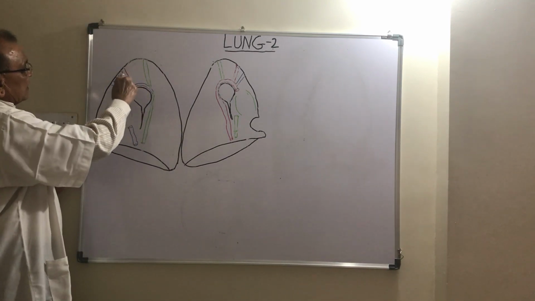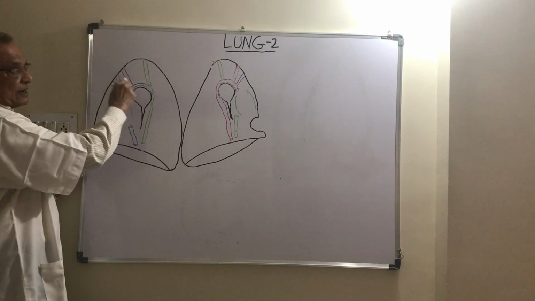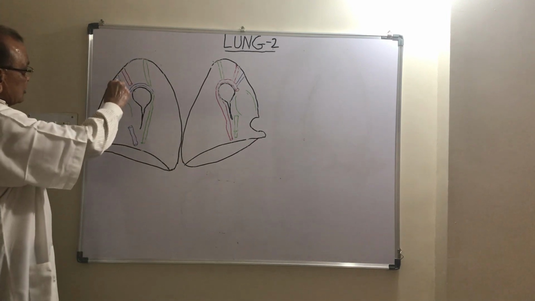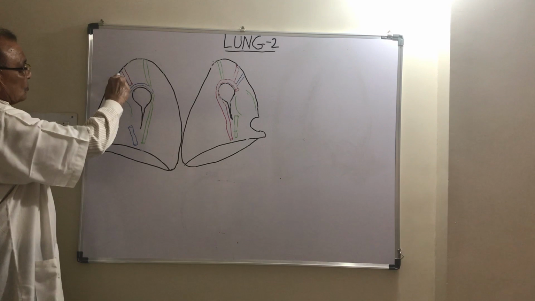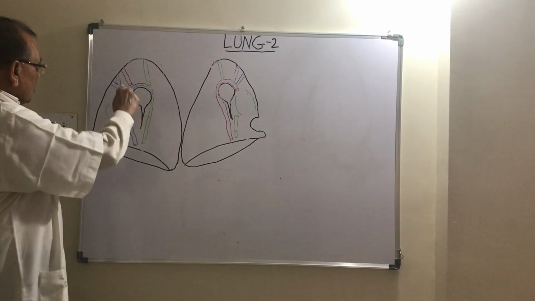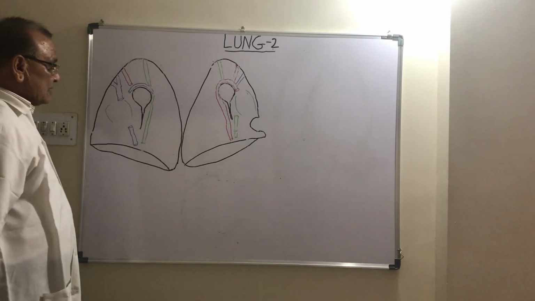On the right side, two vertical grooves are there. This groove is related to the right subclavian artery, and this groove in its upper part is related to the right brachiocephalic vein, and the lower part is related to the superior vena cava.